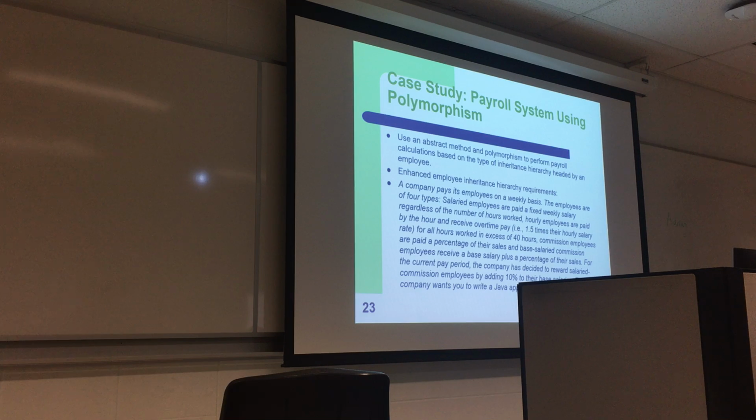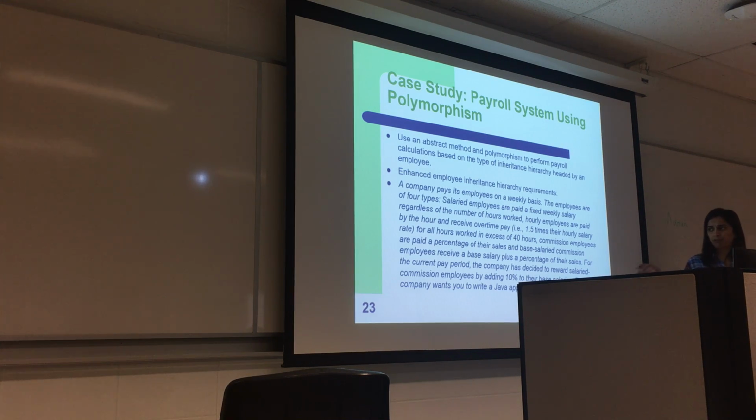And there is the commission employee who's paid a percentage of their sales, right? Sales times the commission rate. You'll multiply that and that will be paid for the commission employees. And finally there are base salaried commission employees who receive base salary plus the commission that they earn depending on the gross sales and the commission rate, just like commission based employees.